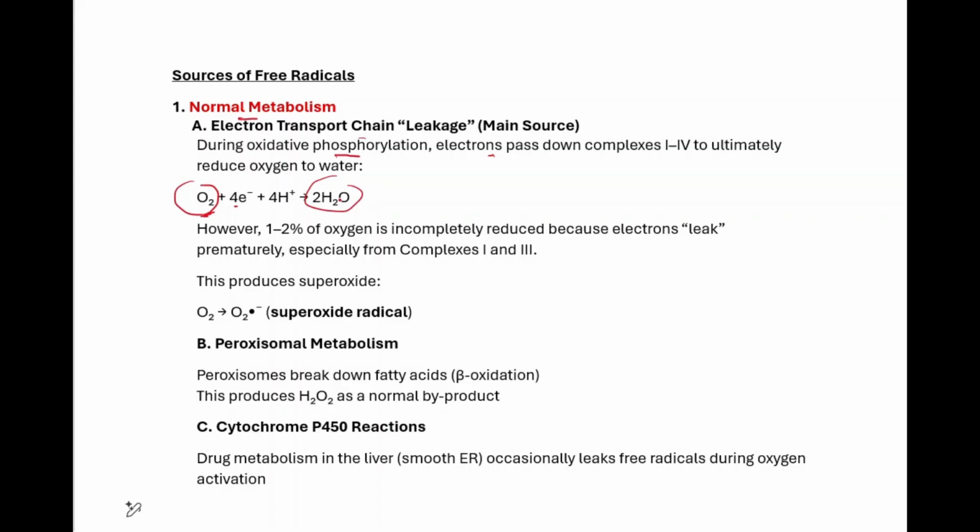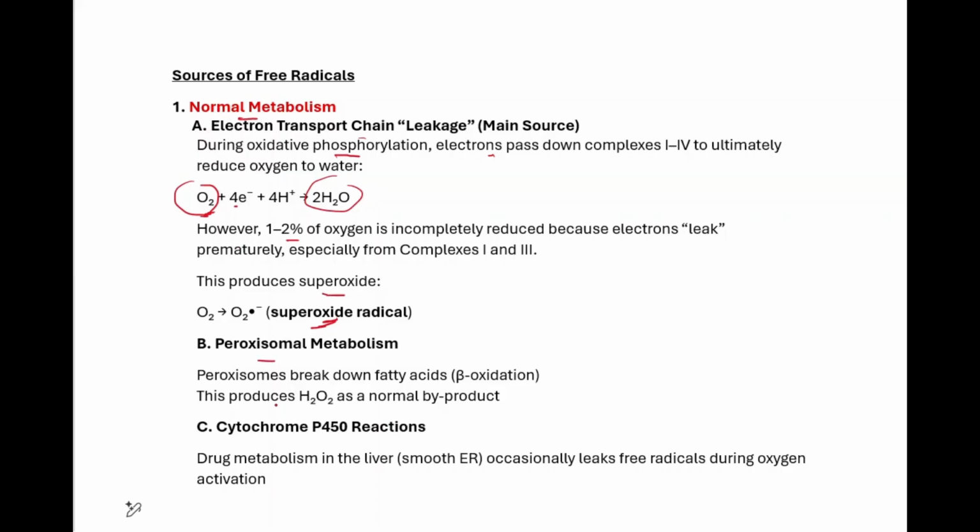But the problem with this is that a small percentage, about 1 to 2% of those oxygen, are incompletely reduced. And because of that, they could now lead to what we call superoxide free radicals. So those incompletely reduced oxygen leak from the electron transport chain into the system. And that is going to be what? Superoxide free radicals, right? The next way under normal metabolism is in the peroxisome.